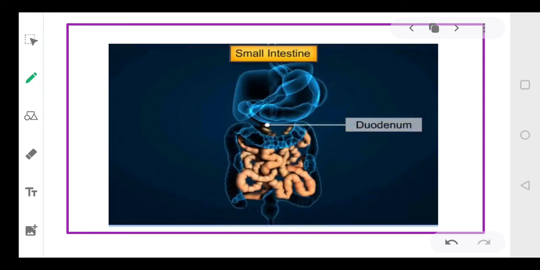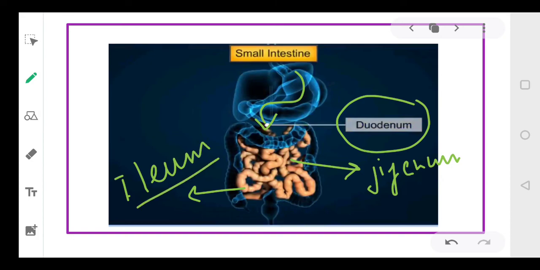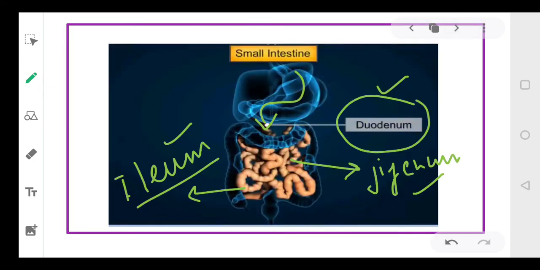Then the food will reach your small intestine. This is a portion of the small intestine. The first portion of the small intestine is duodenum, and this portion of the intestine is called jejunum. Right? What do we call the second part of the small intestine? Jejunum, and this part is called ileum. So there are three parts of the small intestine: duodenum, jejunum, and ileum. So food from the stomach will enter into the small intestine, first in duodenum, second into jejunum, and then into the ileum.